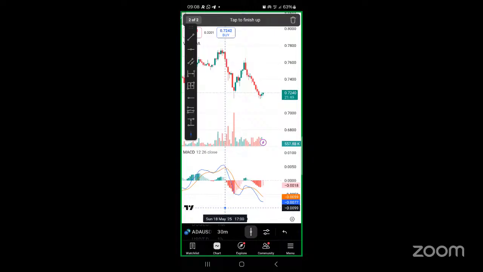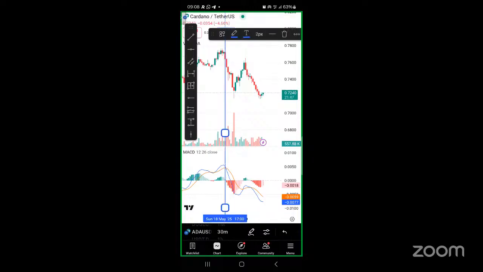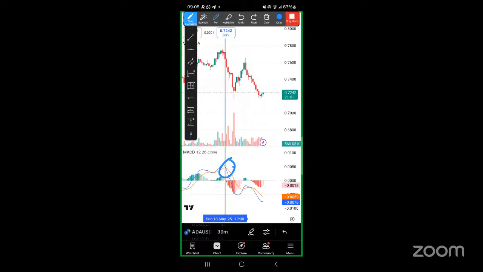There was a death cross right here. The death cross happened right here. Answer me, did the market go up or did it go down? The next candles, did the market go up or down?